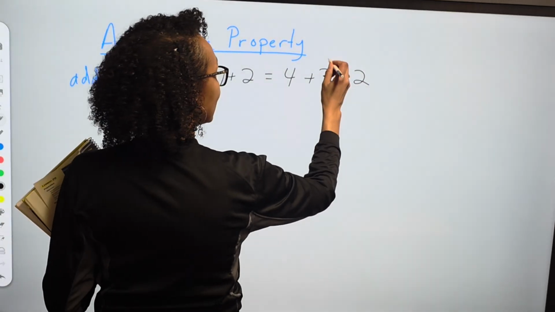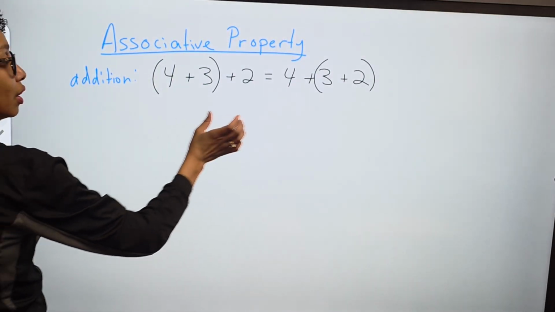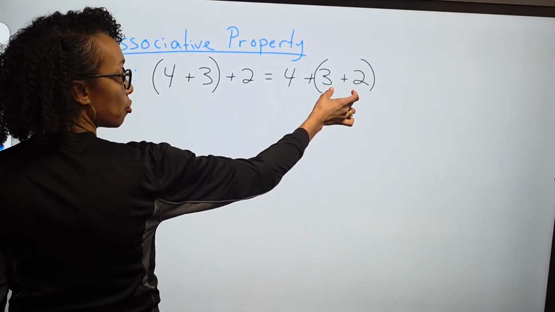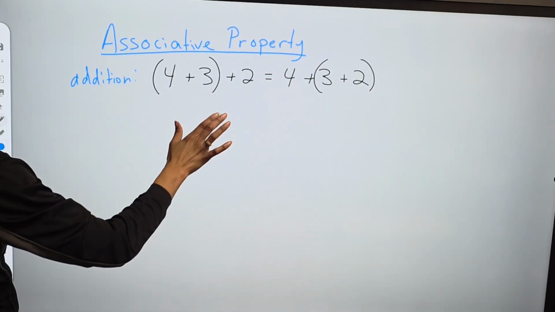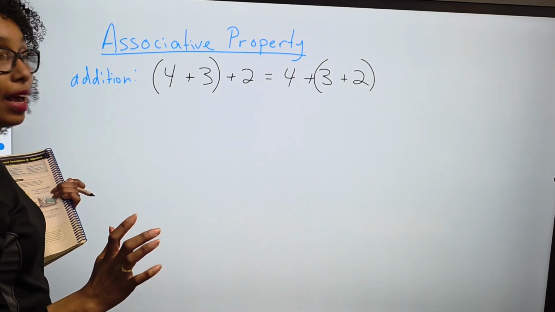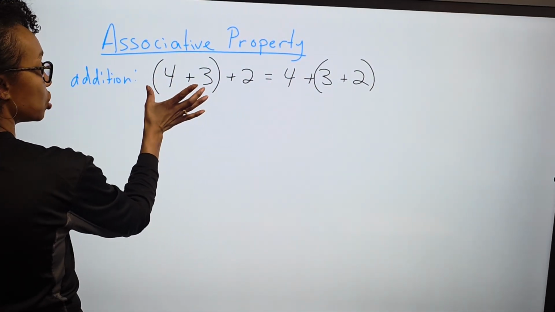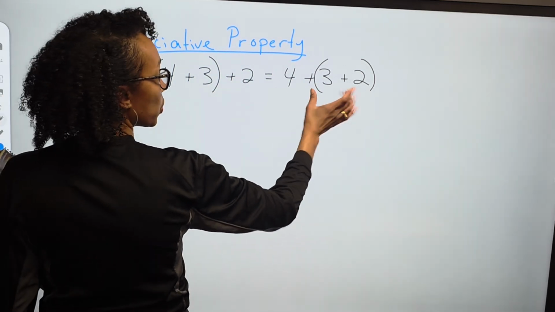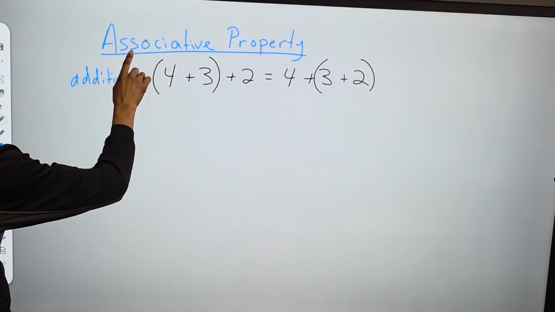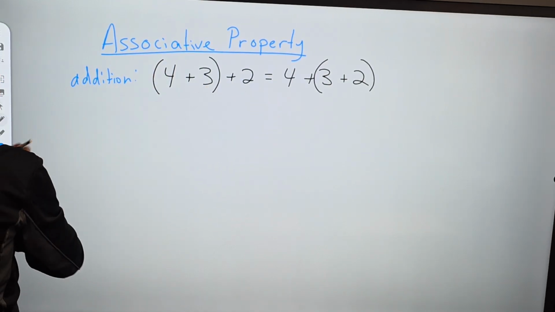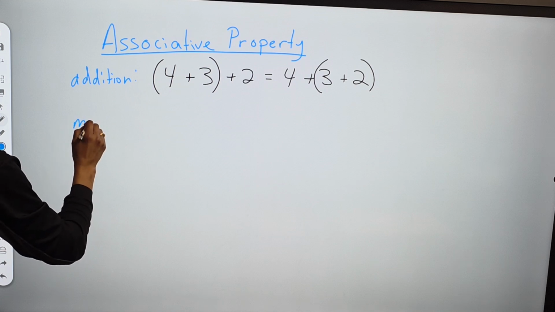Well, I would expect to get the same answer if the parentheses were shifted, all right? If it told me to do 3 plus 2 first and then add 4. In each situation, we'll get the same answer. Now, we didn't change the order of the numbers, we just changed the grouping with the parentheses, okay? That's going to be key, that you understand that if it's associative, the order stays the same. And then we also have multiplication.